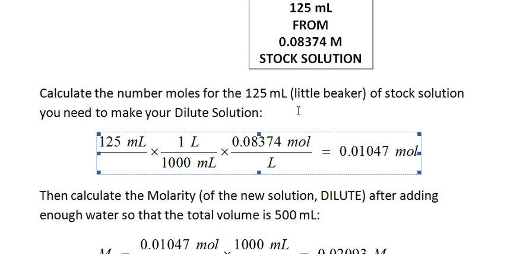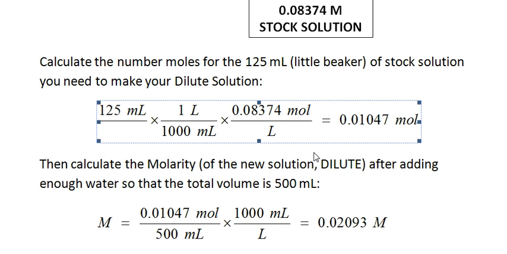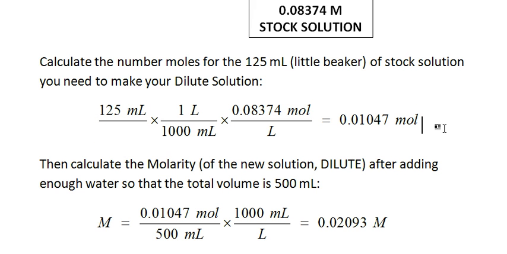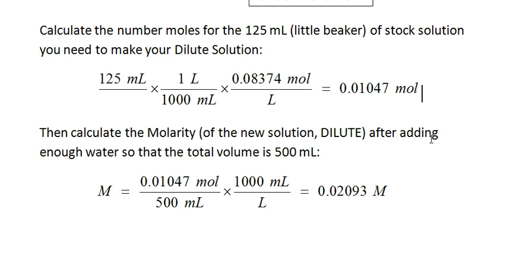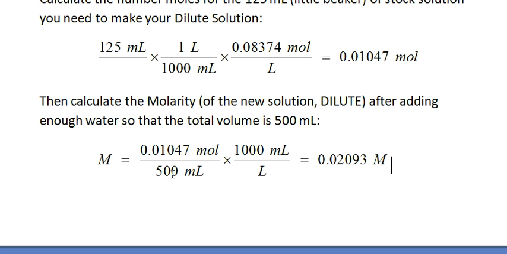Regardless of how much water we add to the brand new volumetric flask, the number of moles will not change. That's a huge concept. You need to realize that when we're looking at a dilute solution, no matter how much water you add, the moles remain the same. Molarity is going to change, but moles will not. Alright, so now we need to calculate the molarity of our new dilute solution after we've added water up to 500 milliliters. So, we take our number of moles, divided by the total volume, which in this case is 500 milliliters.